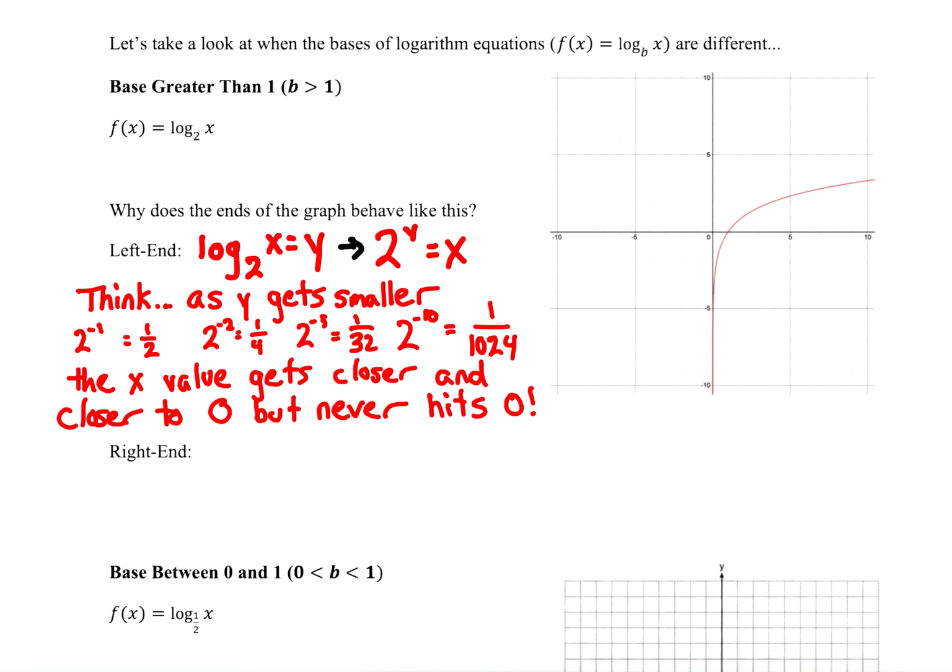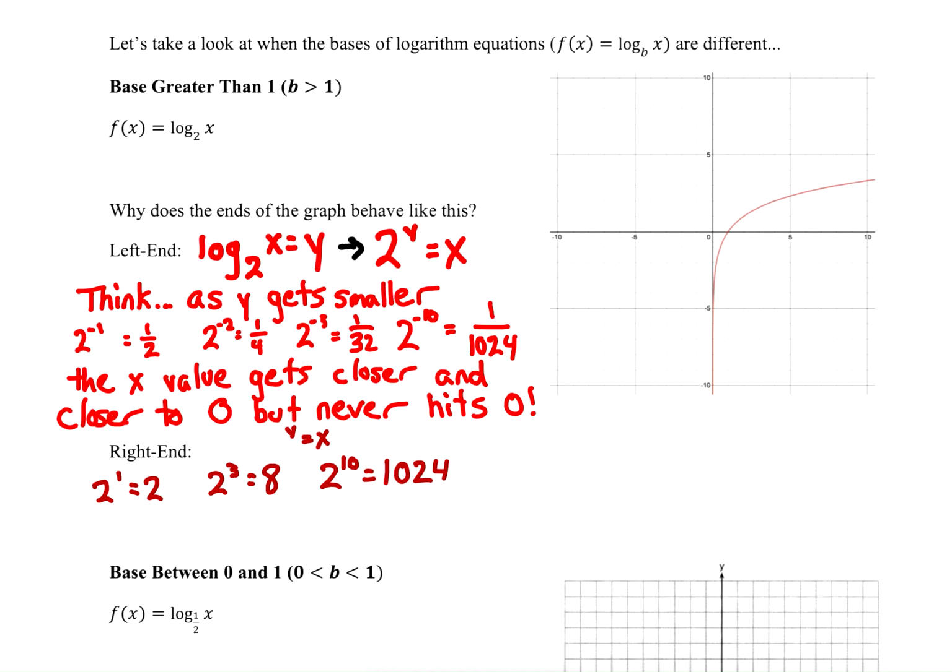And let's look at the right end. We're using the same thing, and we're still going to look at 2 to the y equals x, keeping its equivalent exponential form. If I look at the right, that is when x is getting closer to infinity. So let's just start with a positive number. Let's start with 2 to the first. That's equal to 2. Let's keep on making that x larger and larger. So let's look at 2 to the third. That's 8. How about 2 to the 10th?